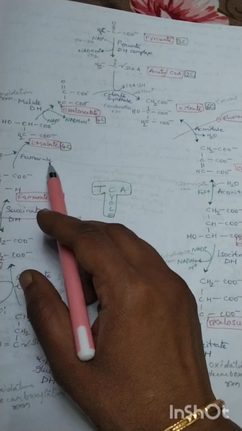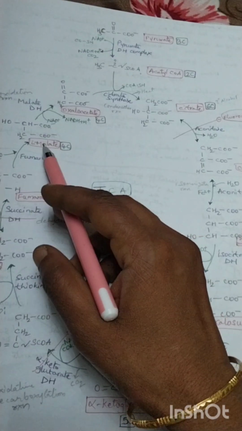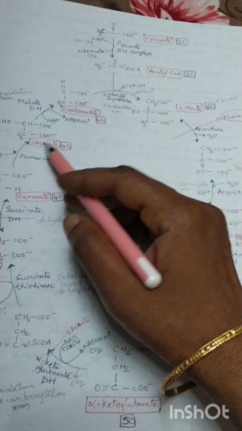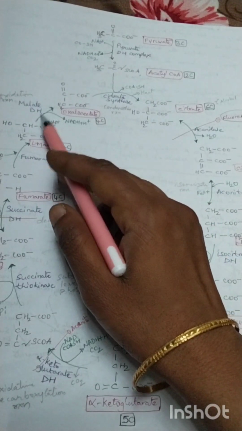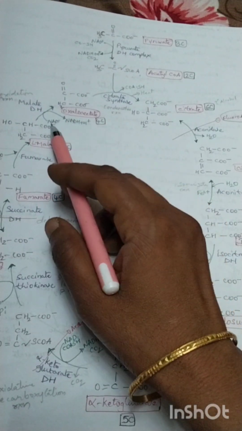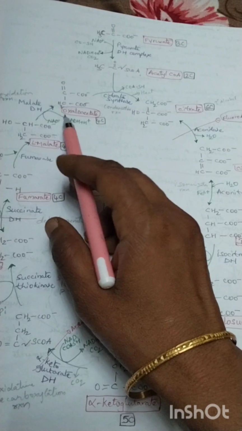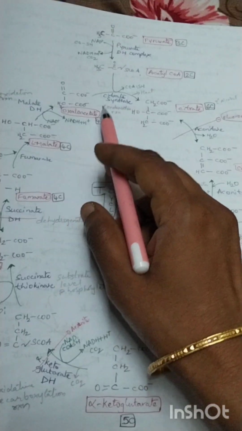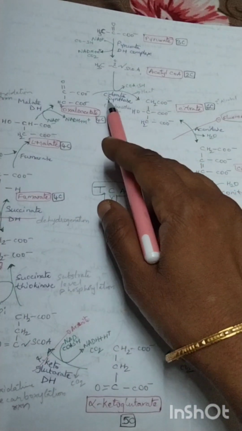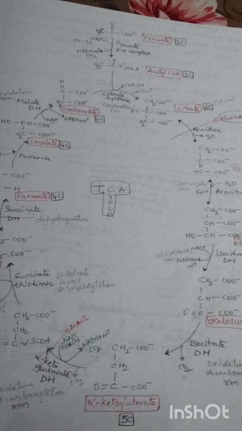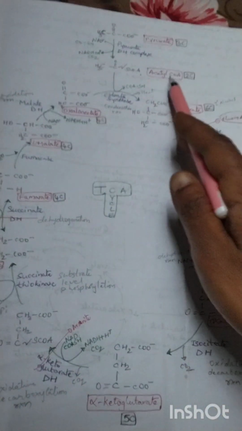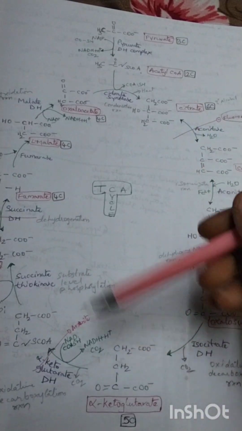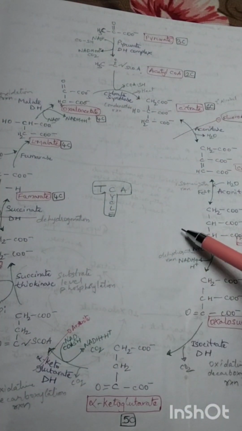Fumarate, in the presence of fumarase, takes in a water molecule and gives L-malate, which is also a 4-carbon compound. L-malate, in the presence of malate dehydrogenase, gives oxaloacetate, and a molecule of NAD plus gets reduced to NADH. This oxaloacetate along with acetyl-CoA forms citrate and can perform one more round of the TCA cycle.